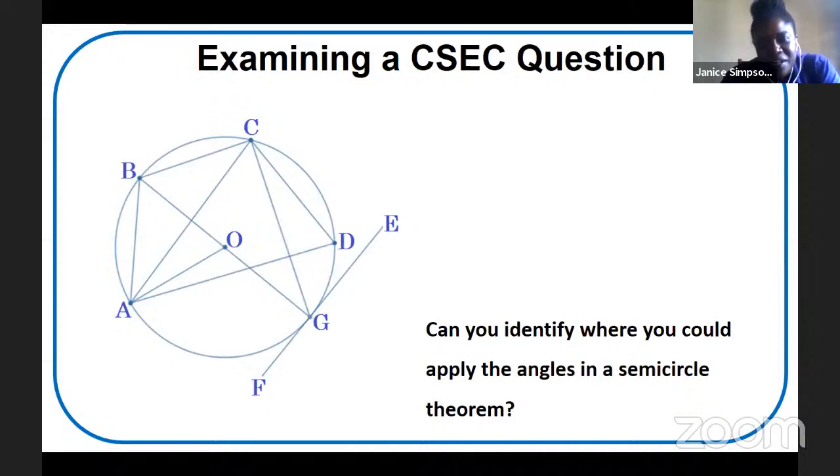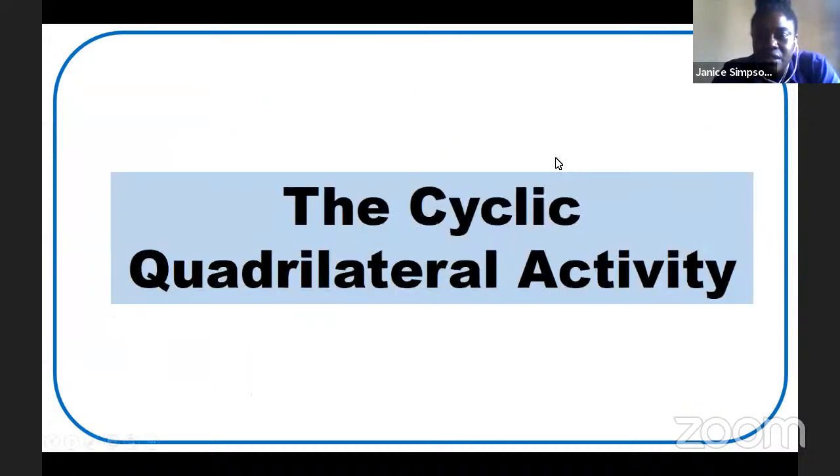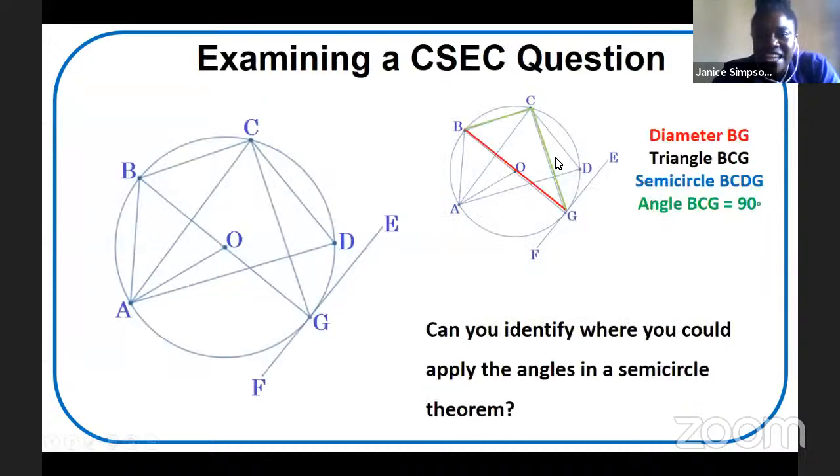BCG. Very good. BCG is at the circumference and it is standing on the diameter. Very good. So the angle there, BCG, is going to have a measure of 90 degrees. Let's go back just to show them that one.